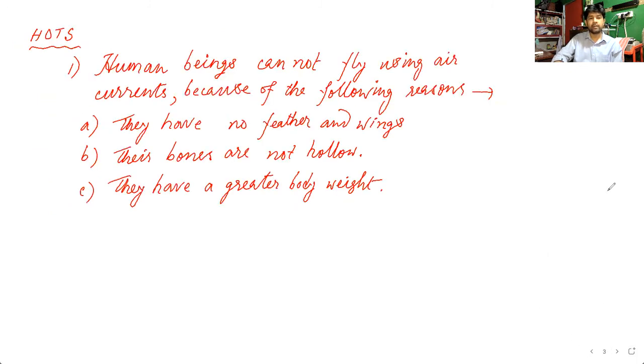Then HOTS, number 1: human beings cannot fly using air currents because of the following reasons. Number A, they have no feather and wings. Number B, their bones are not hollow. Number C, they have a greater body weight. Okay, and mass also, you can write body weight or mass. This also you can write.